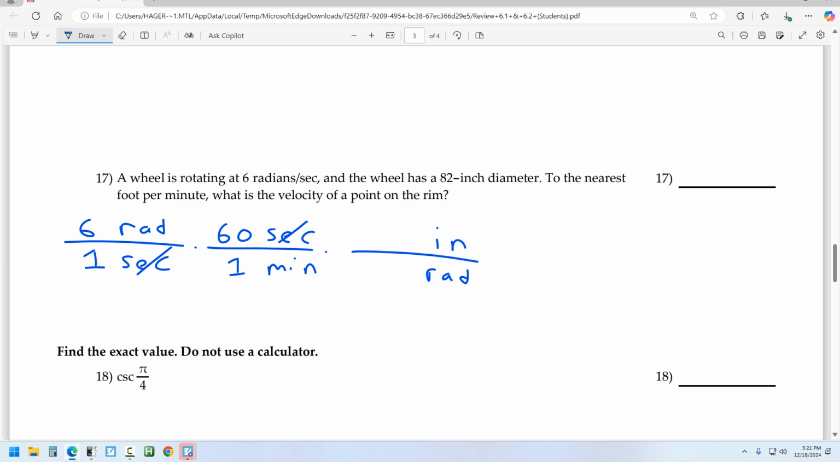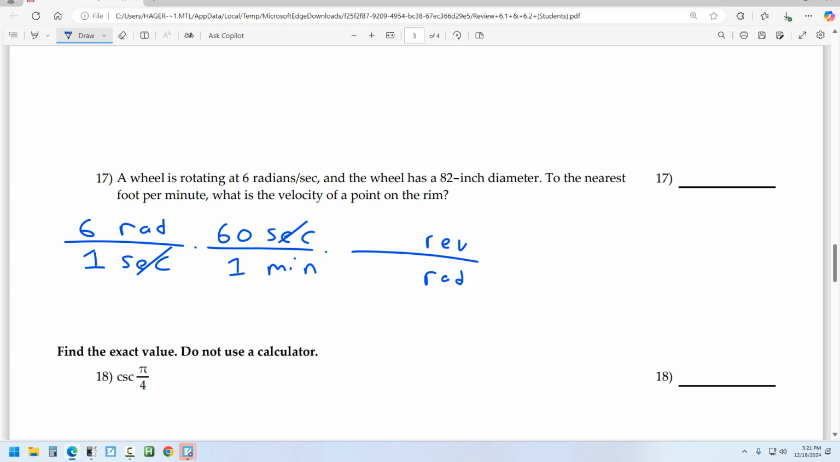Actually, we can't easily go from inches to radians. Let's turn it into revolutions first. Okay, that's going to make it a little easier. Anytime you want to jump from angular to linear velocity, we want to go to revolutions. So we still want radians in the bottom because we want to get rid of it, but let's get revolutions in the top.